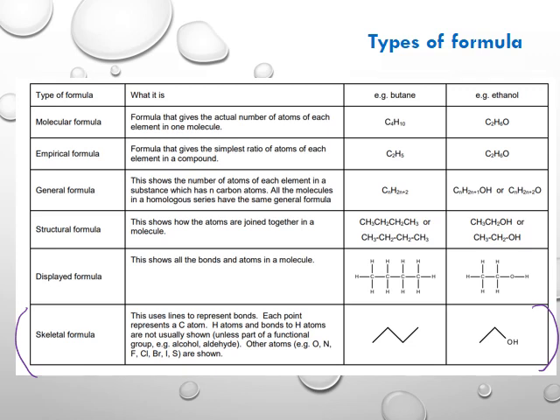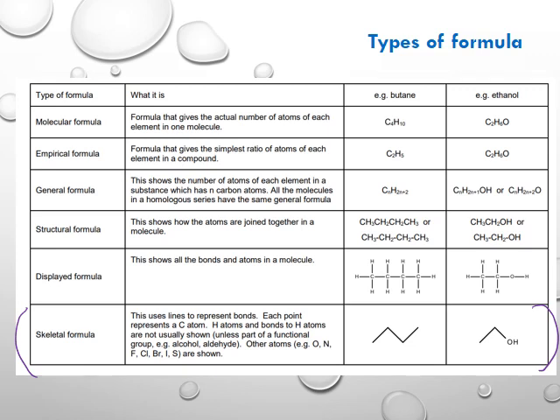Molecular formula should be really straightforward for you by now, so it just tells you the actual number of atoms in each formula. We tend to use that all the time in inorganic chemistry, whereas in organic chemistry it's much more important to know the structure of the molecule. Empirical formula is used a lot with moles. Again, we don't use it loads in organic chemistry, so less important.